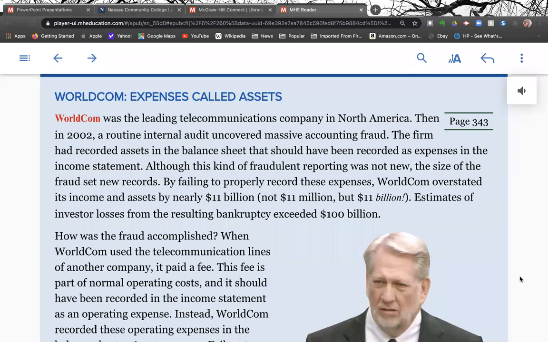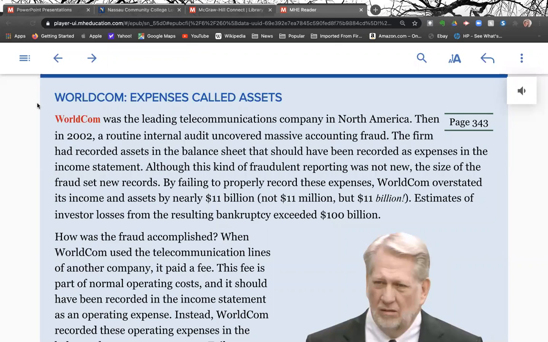So in this chapter 7, long-term assets, they start out with a discussion on WorldCom, expenses called assets. Now, what do you know about expenses and assets? How are they similar and how are they different? Well, as far as recording journal entries, when you acquire an asset, you debit the asset account, right? The asset's increasing, you debit the asset account.